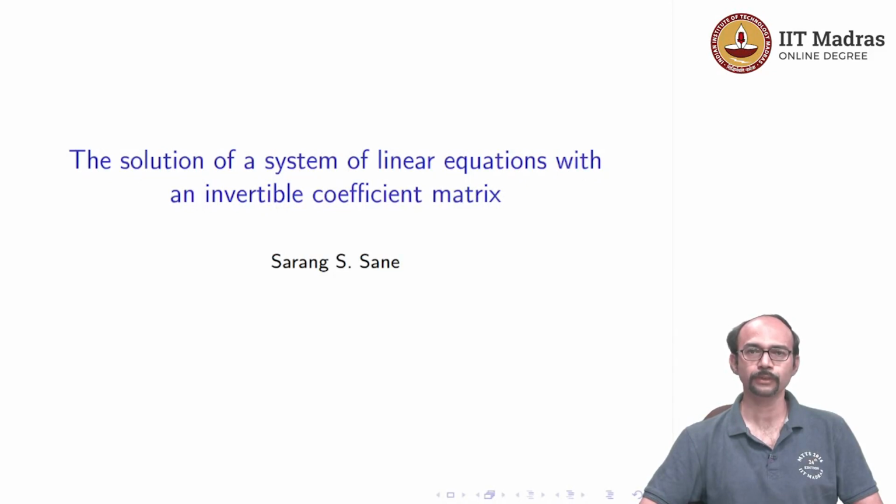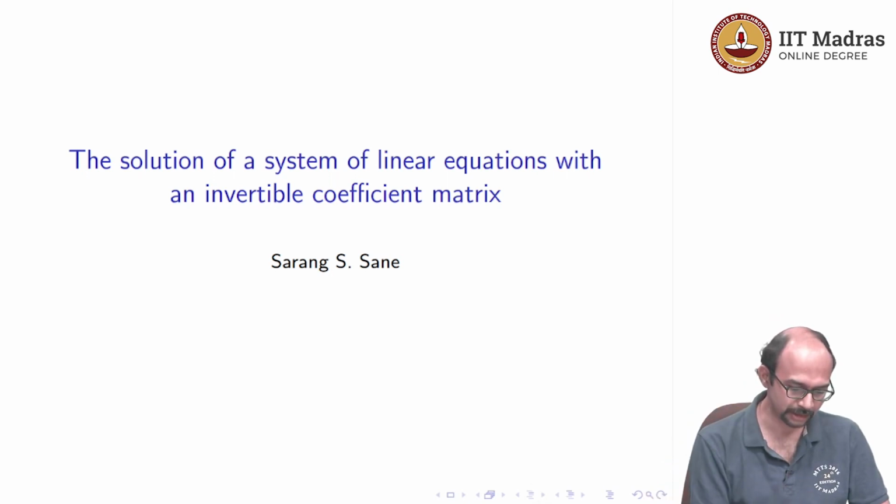In the last video, we have seen something called Cramer's rule, which was used to solve a system of equations in which the coefficient matrix is square and its determinant is non-zero. Today, we are going to continue on that theme and talk about the solution of a system of linear equations with an invertible coefficient matrix. So, we hinted at this in the last video and we are going to continue with that theme.